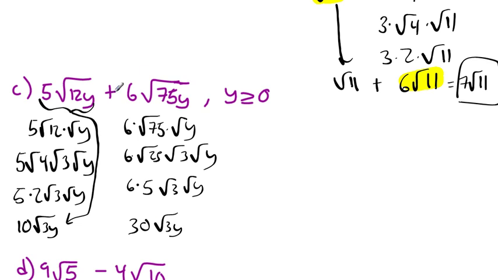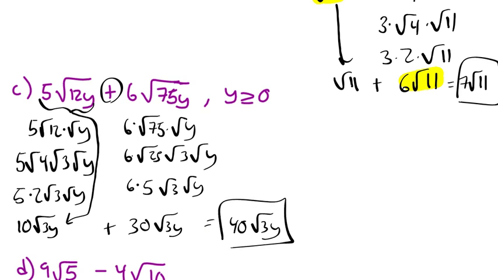Nice. And so let's just drop down our plus sign. So 10 radical 3y plus 30 radical 3y. Just do 10 plus 30. So we have 40 radical 3y. Sweet. And there's that one.